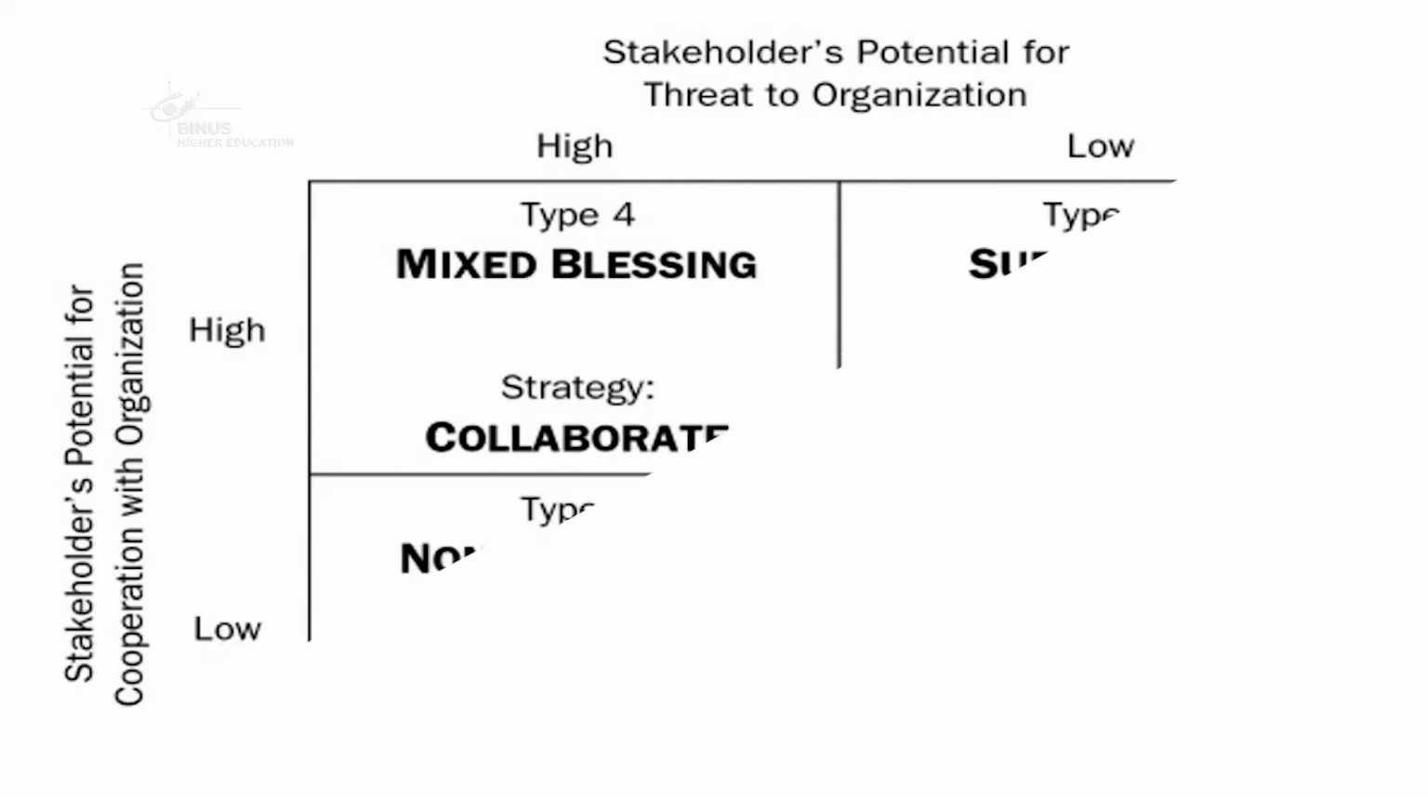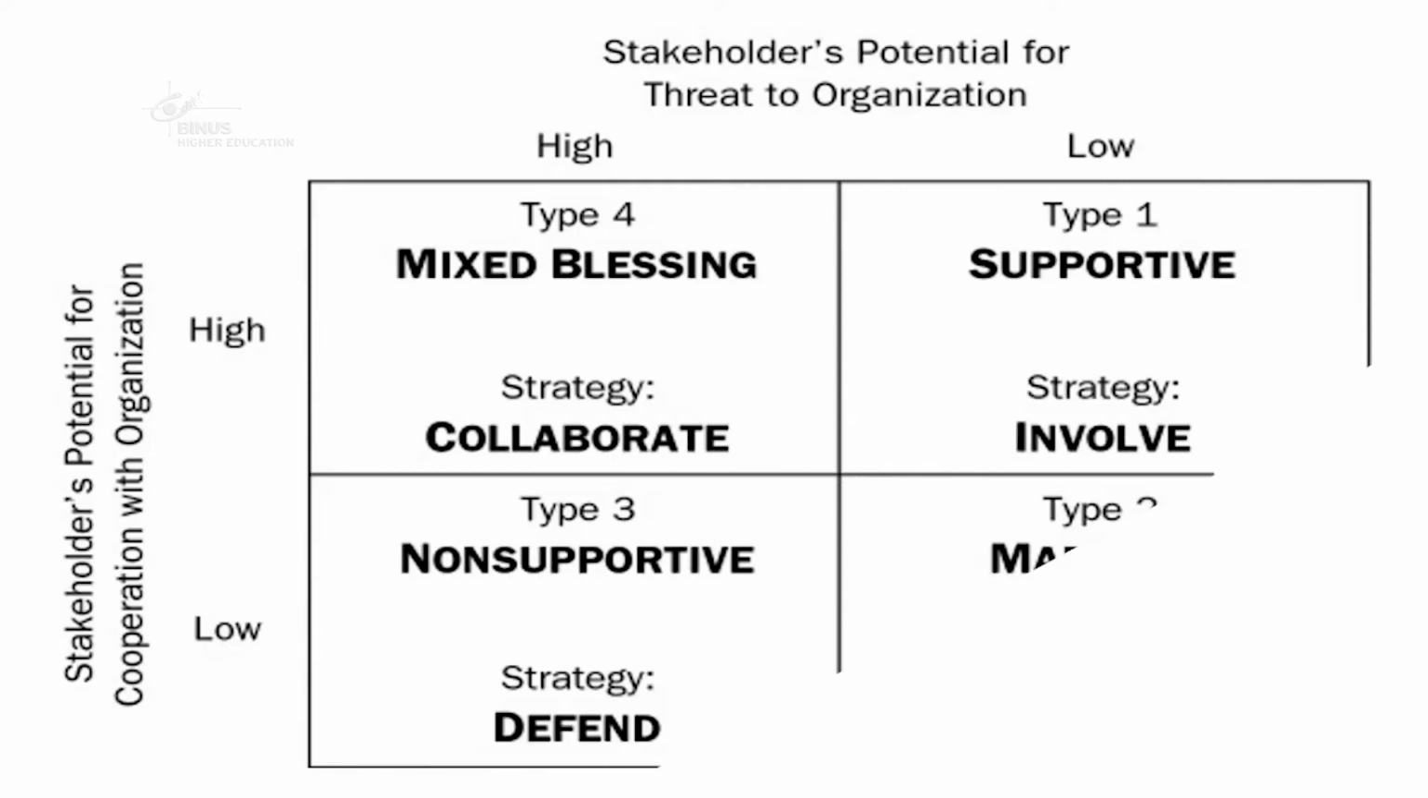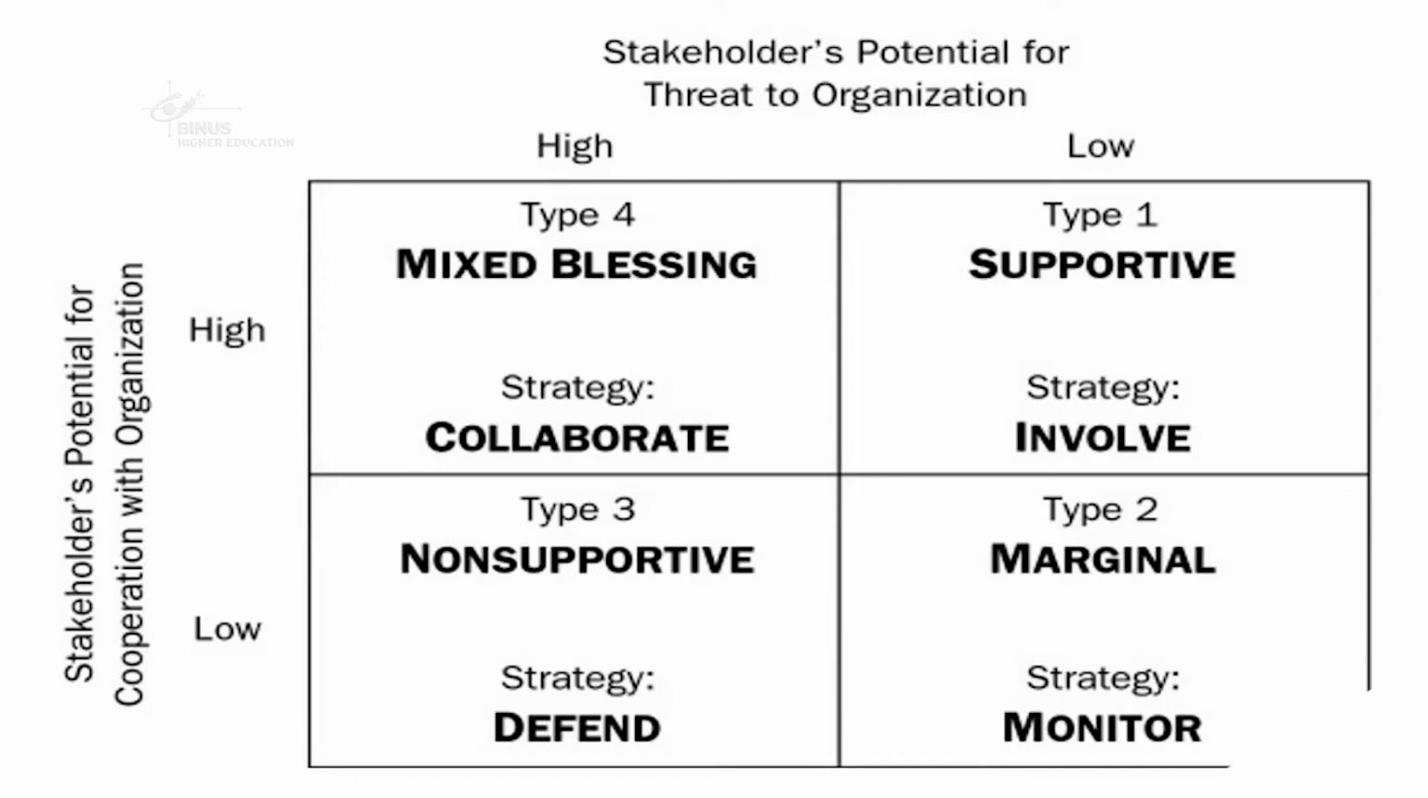In handling the stakeholders, there are several strategies that we can make. From the pictures, you can see that there are 4 types of stakeholder strategies, with the combination between stakeholders' potential for threat to the organization and stakeholders' potential for cooperation with the organization. There are several types of strategies that you can take. You can see the details from the pictures.